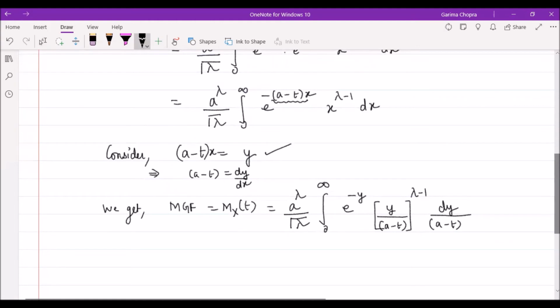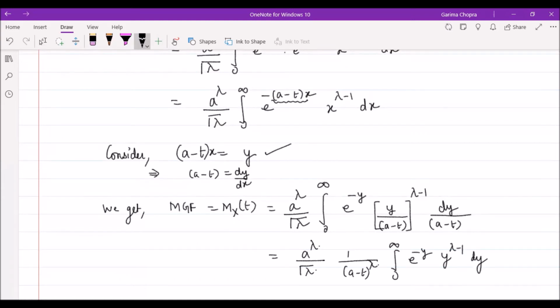Now let us again take the terms which are constant, which are free from y, outside this integral. So 1 upon a minus t, this whole raised to power lambda, we have taken it outside, and we are left now with e raised to power minus y and y raised to power lambda minus 1 dy.